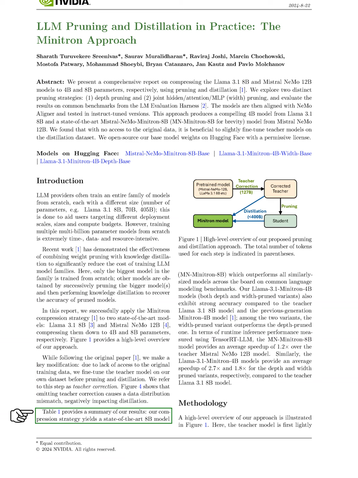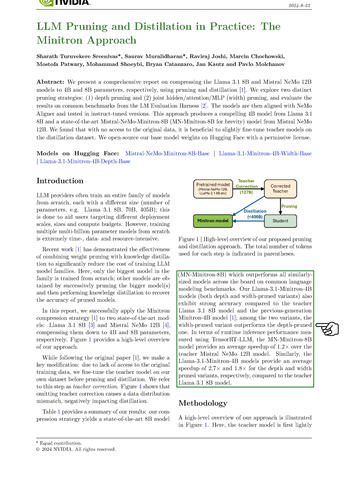Our results show that our compression strategy produced an 8B model, MN-8B, that outperforms all similarly sized models on standard language modeling benchmarks. The LLM 3.1-4B models also demonstrated strong accuracy compared to the original Llama 3.1 8B model and the previous 4B model, with the width-pruned variant performing better than the depth-pruned one. In terms of speed, the MN-8B model is 1.2 times faster than the Mistral Nemo 12B model, while the LLM 3.1-4B models are 2.7 times and 1.8 times faster for the depth and width pruned variants, respectively.